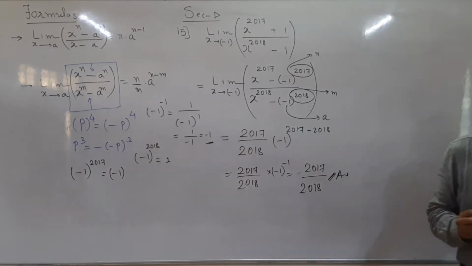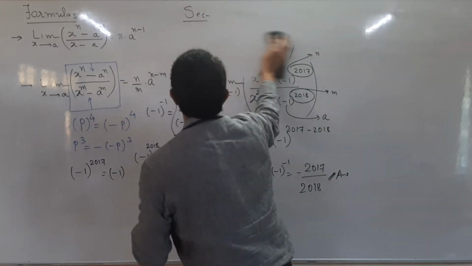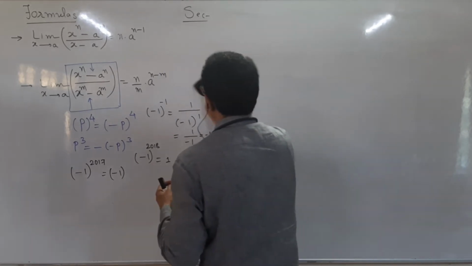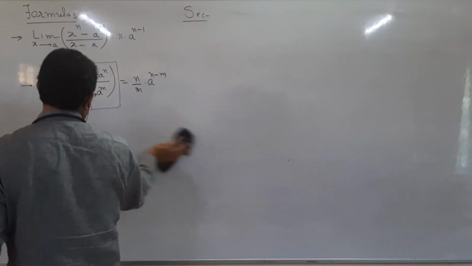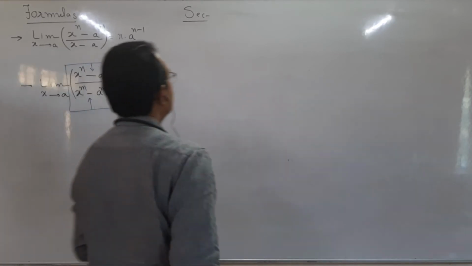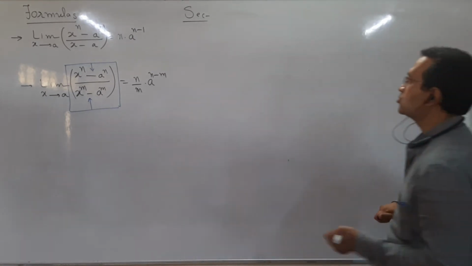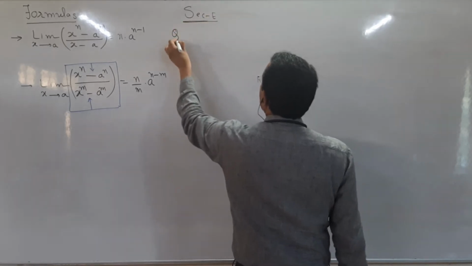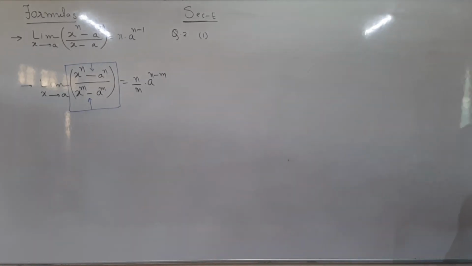Now, students, we are doing section E. We have concluded section D. First three sums of section E, students, we are doing. So all of you concentrate, the logic and the formula remain the same. Section E, main question 2, part 1. Main question 3 it is.